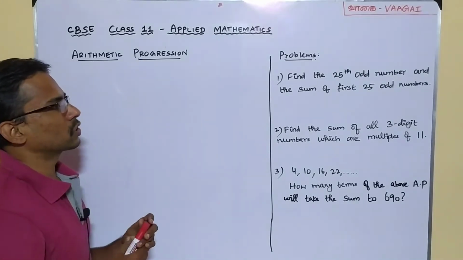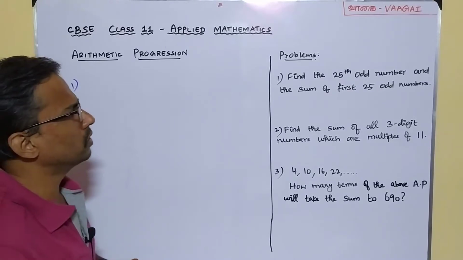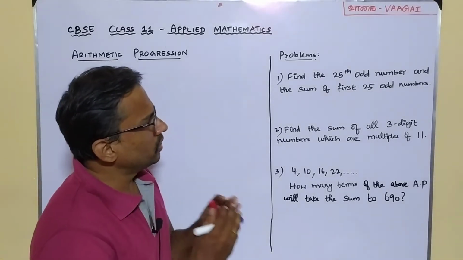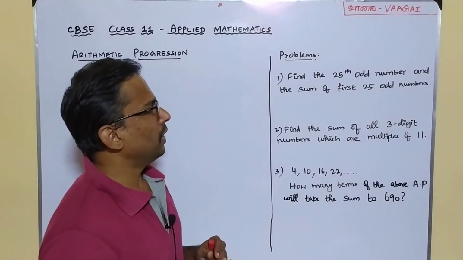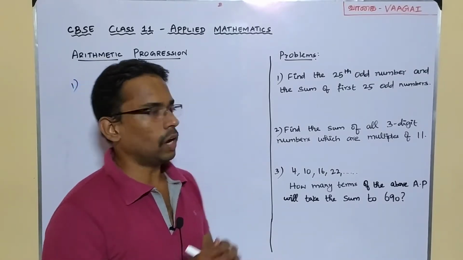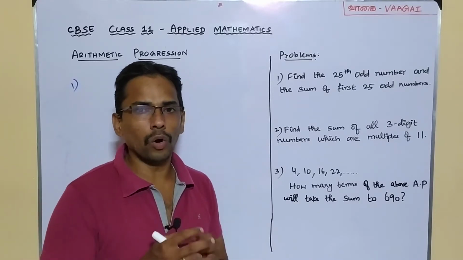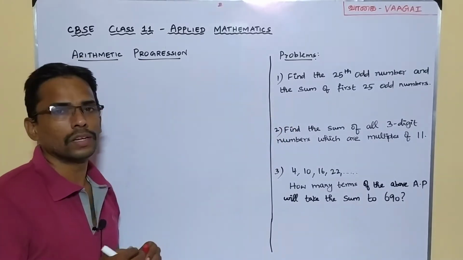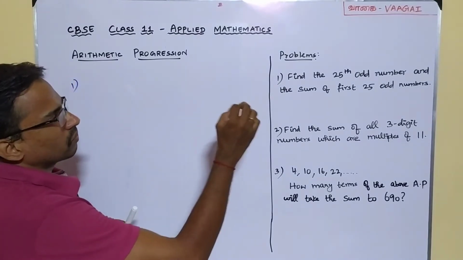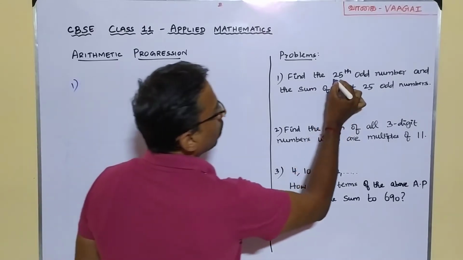So let's go for the first question. Question number one is: find the 25th odd number and the sum of the first 25 odd numbers. The question appears to be very simple, and let's see what work we need to do in order to solve this problem. First, let's find the 25th odd number.